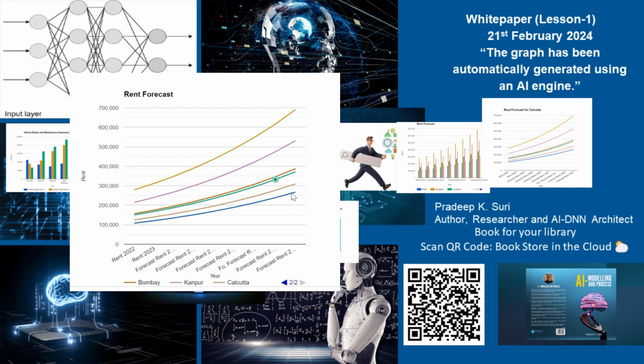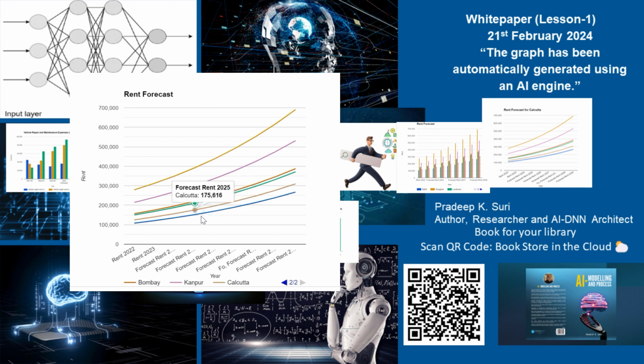The details of the image titled Rent Forecast. 1. Graph Overview. The graph depicts the projected rent in 3 different cities, Bombay, Kanpur, and Calcutta. Each city has a distinct colored line representing its respective rent forecast. The y-axis represents rent values in Indian rupees, Rs, ranging from 0 to 700,000. The x-axis indicates the years, specifically 2022 and 2023.